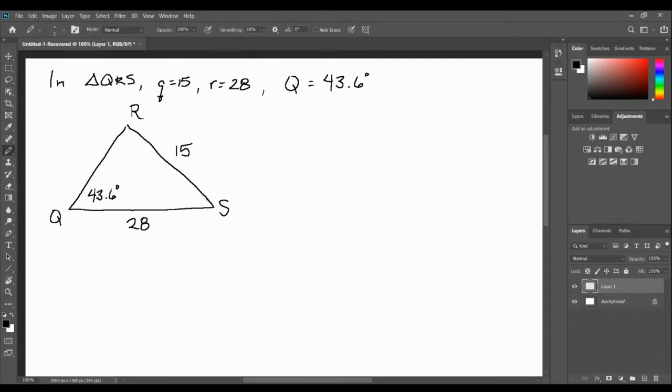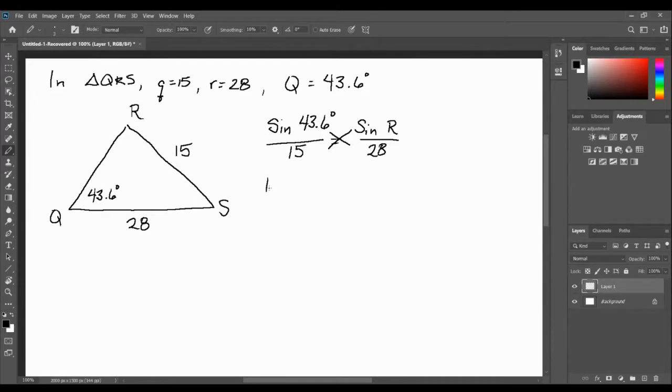And now I could use law of sines to find angle R. I'm told I need to solve the triangle, so I need to find the missing side and the missing two angles. So I could use law of sines here: sine of the 43.6 degrees divided by the side opposite it, which is 15, equals the sine of an angle. I don't know angle R, so I'll just write that over the side opposite it. And so we have a nice proportion.